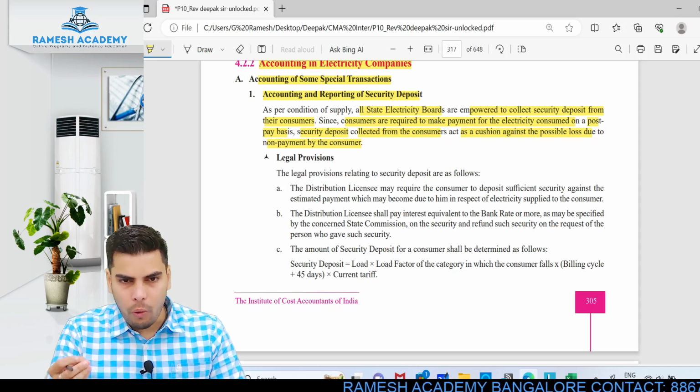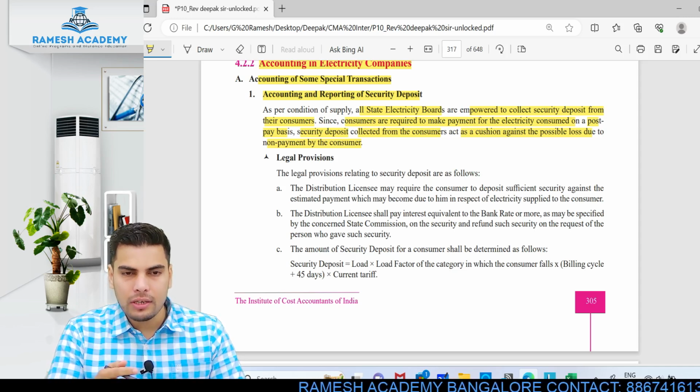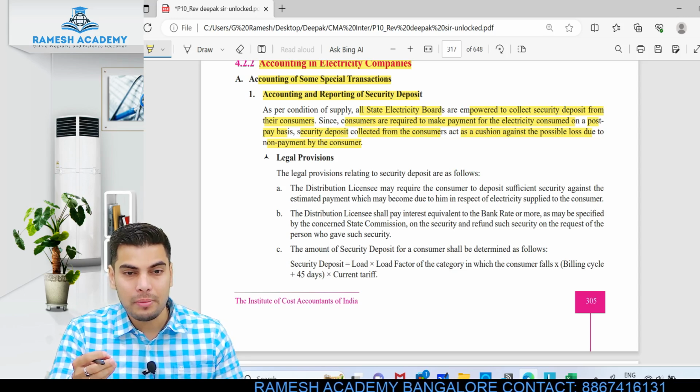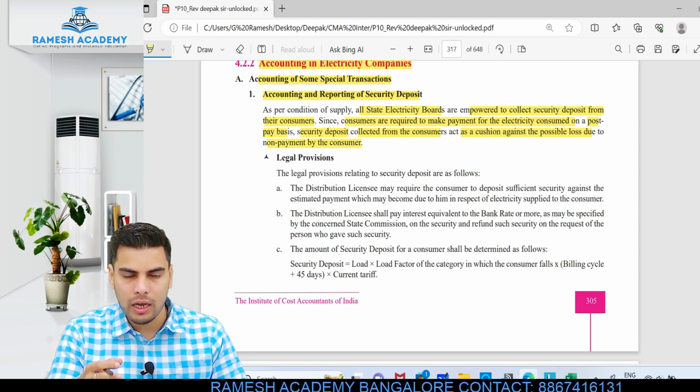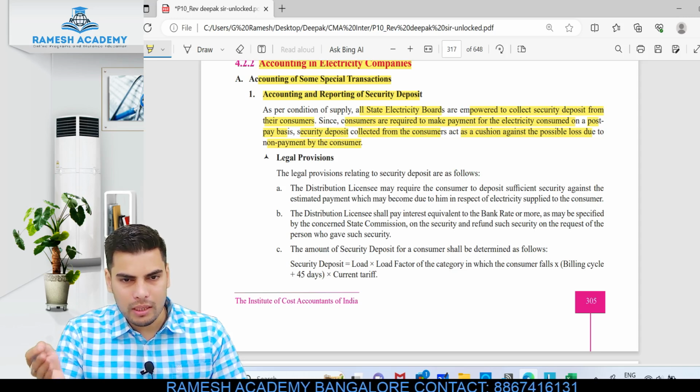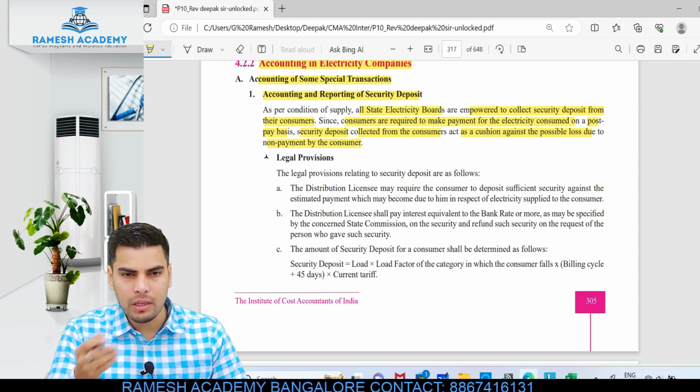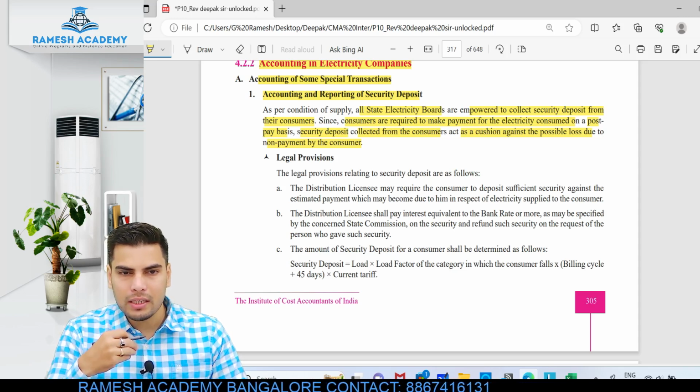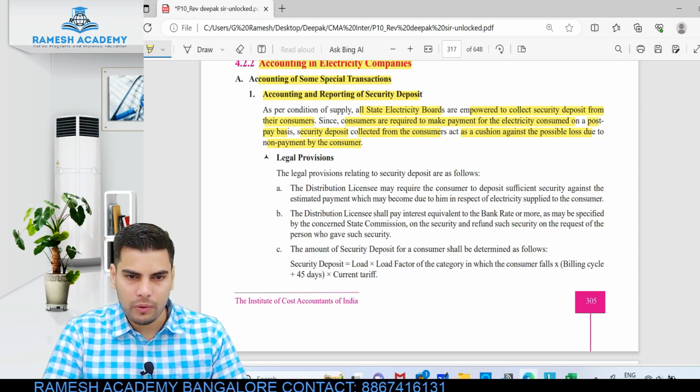So in order to avoid this, electricity companies or regulatory authorities collect some security deposit, so that if the person is not able to make the payment relating to the electricity bill, we need not worry. We have already collected some amount in advance in the form of security deposit.